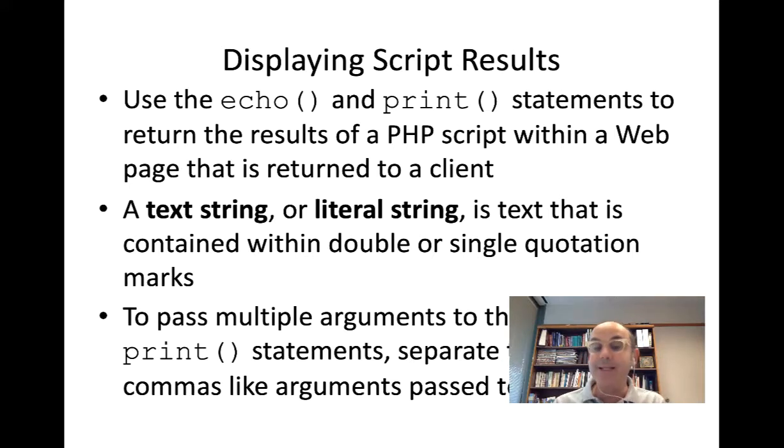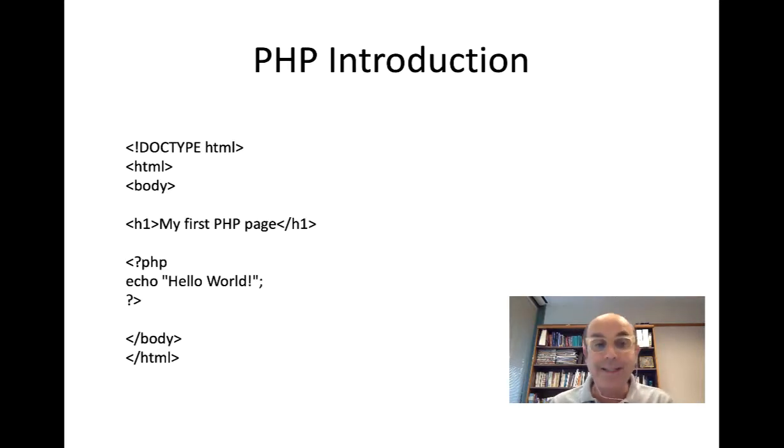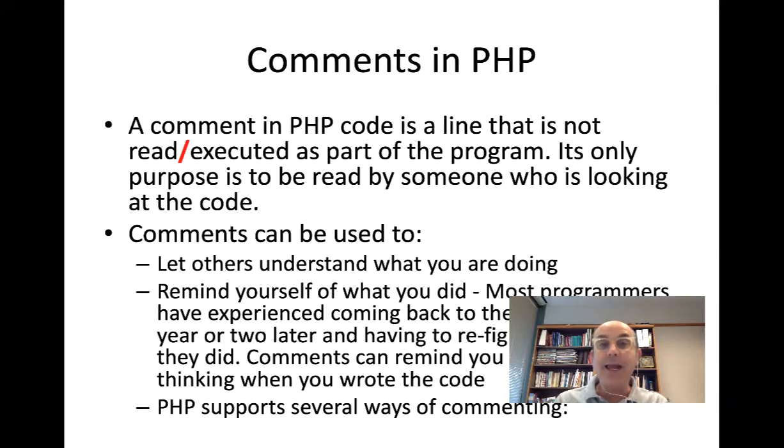So basically we are having a text string that is a text that contains a double or single quotation marks, and to pass multiple arguments to the echo and the print statement, separate them with a comma, such like arguments passed to a function. So in this case, the echo is a hello world, and you can also have a lot of comments.